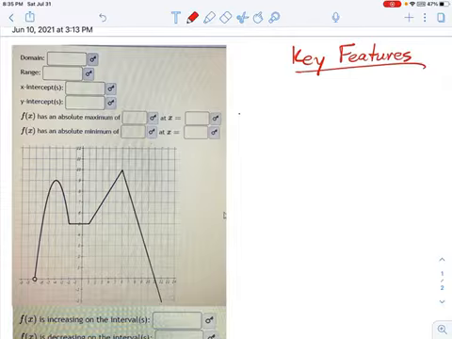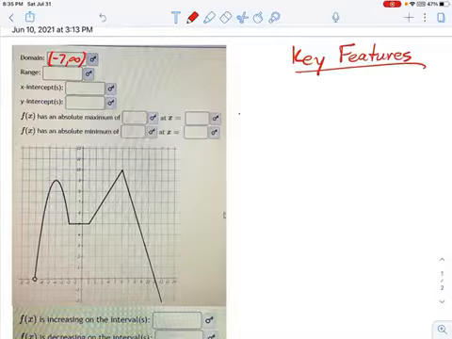Domain is just all the x's you can see. Okay, so that's -7 to infinity in this graph, right? -7 is where that hole is over there. And the range is -infinity to, looks like 10.